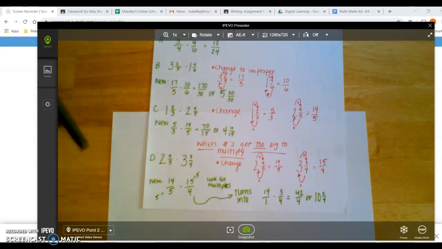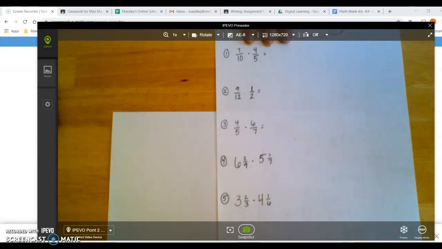Okay, so big things to remember that when you are multiplying, you get to just go straight across if you can. If you have a mixed number, you have to change it to improper and then change it back when you are done. So just like the last couple days, you got 5 problems.